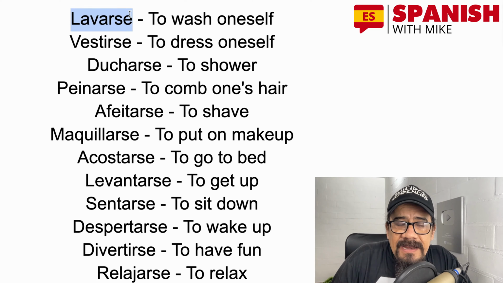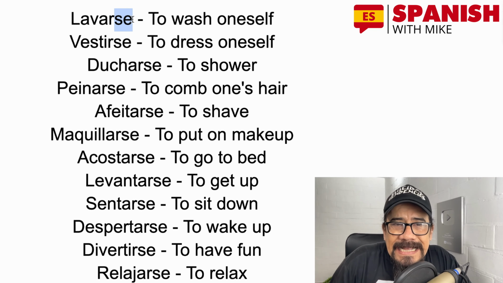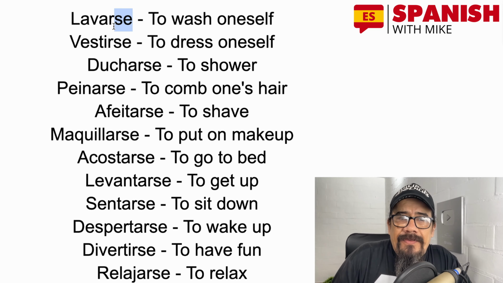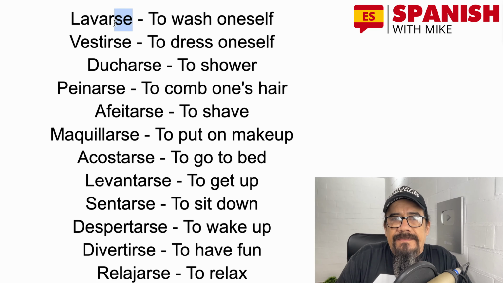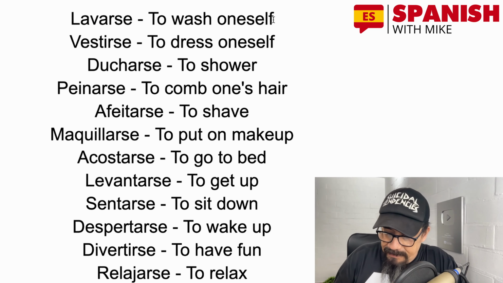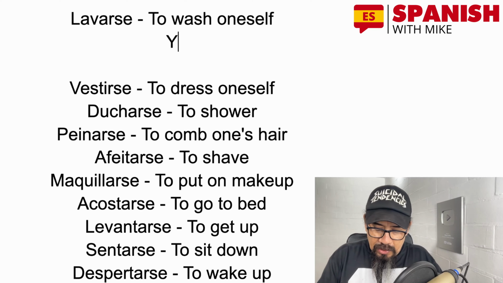This would be the infinitive form of each one of the verbs. But in this case, the part se makes the verb reflexive, because I can say lavar not as a reflexive verb, because I can say yo lavo la ventana.